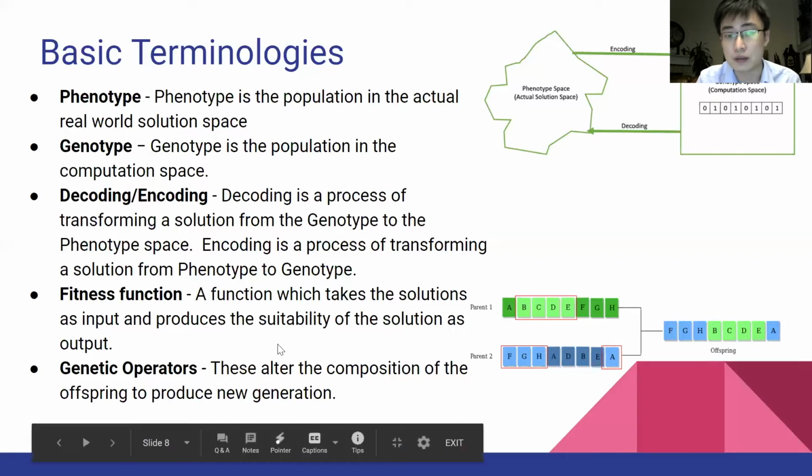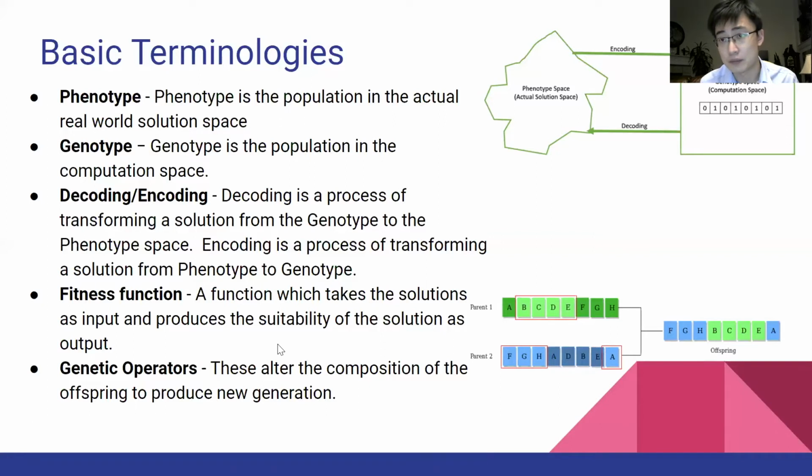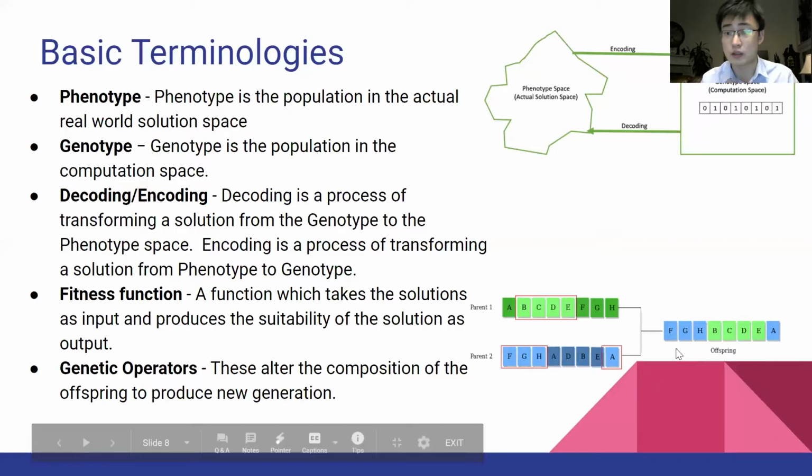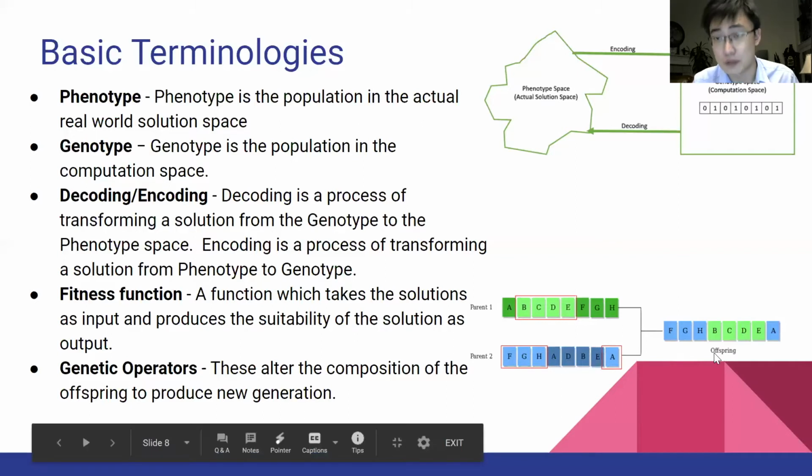Genetic operators. There are many genetic operators, for example, mutation, selection, and crossover. Those alter the composition of the offspring to produce a new generation. For example, this is a crossover example. Pick some genes from parent 1 and 2 and do the crossover to produce a new offspring.